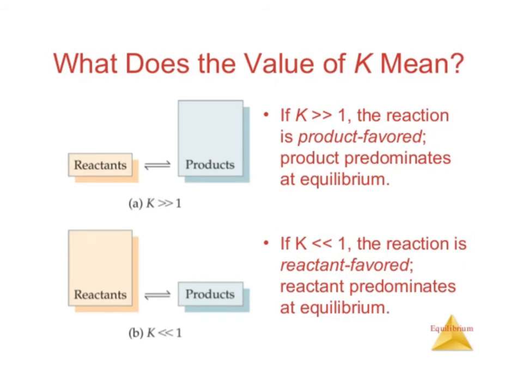On the flip side, if K is much less than 1, that means the reaction is reactant favored. So at equilibrium, and all this is at a certain temperature, you change the temperature and the equilibrium point changes. But having said that, if K is much less than 1, then reactants will predominate at equilibrium. Because let's look at our expression.